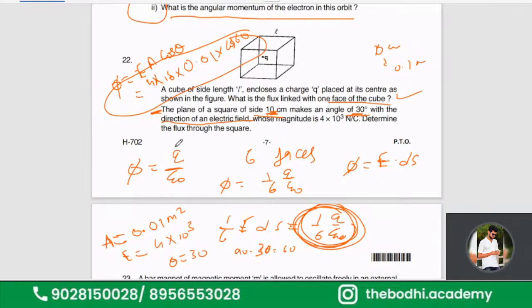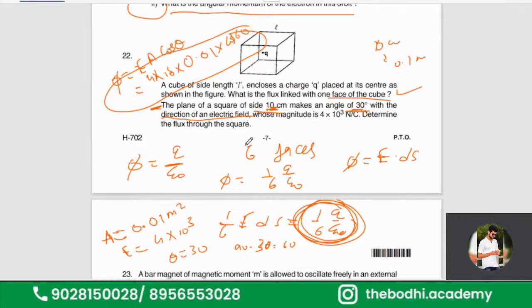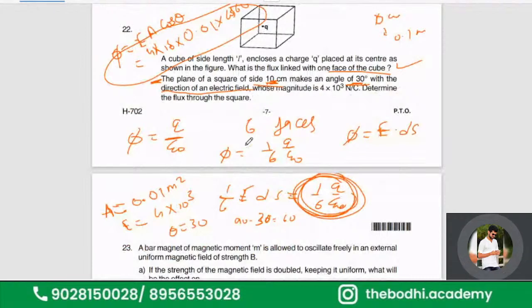Am I clear on this? There are two questions, and I have written both the answers here. If you find it confusing, then let me know and I'll do it again. I believe you are getting it.